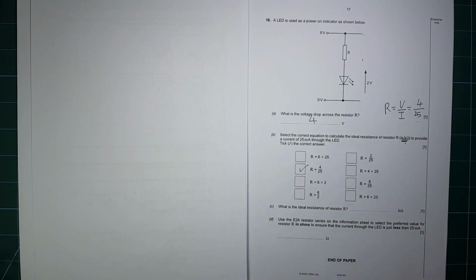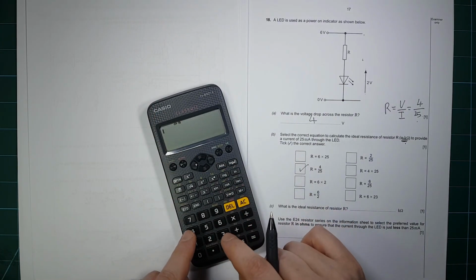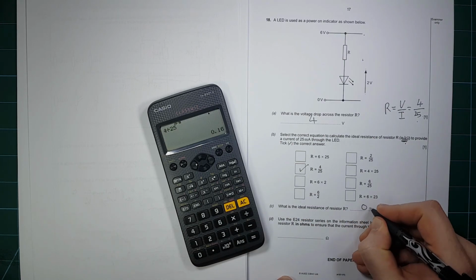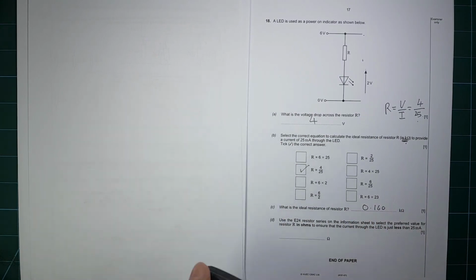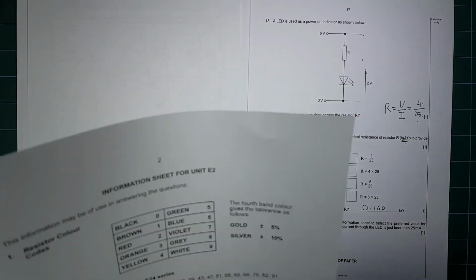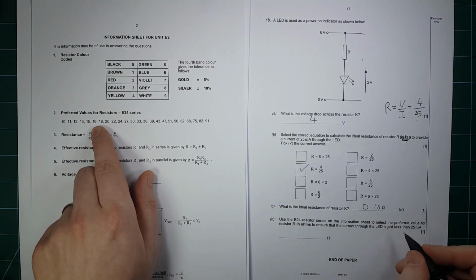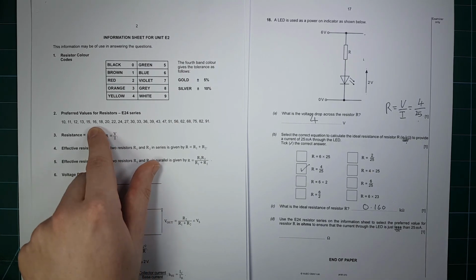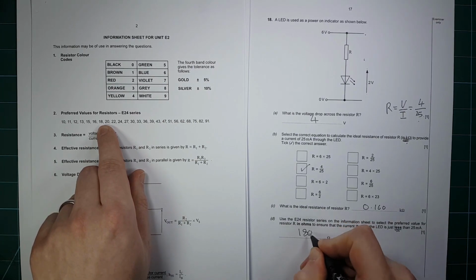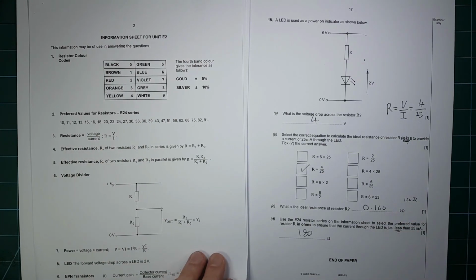What is the ideal resistance of this then? So we have 4 divided by 25 is 0.160 kiloohms. And then we've got to find out what the E24 series is to make sure that the current is just less. So we can't pick 160 ohms there. We've got to pick the next highest, so we'll pick 180 ohms there. So that's the same as 160 ohms, isn't it? And that's the end of the paper.